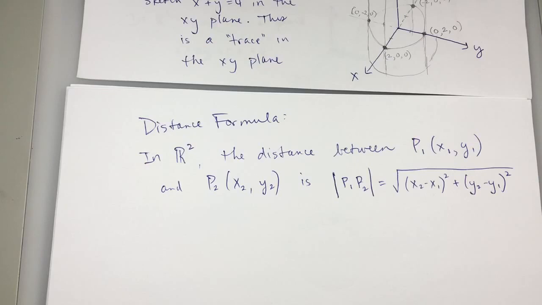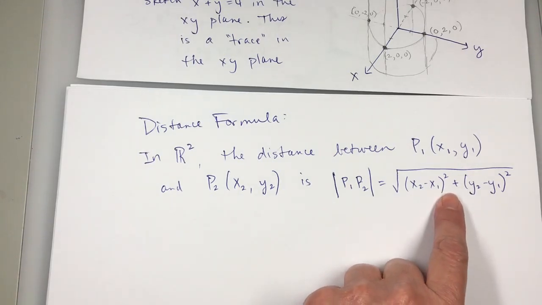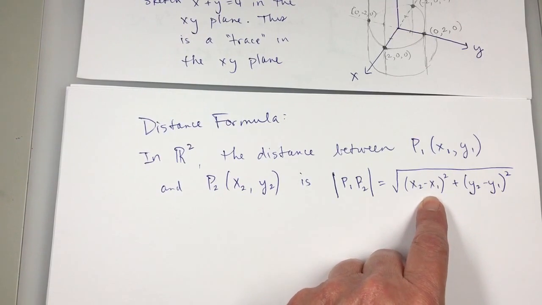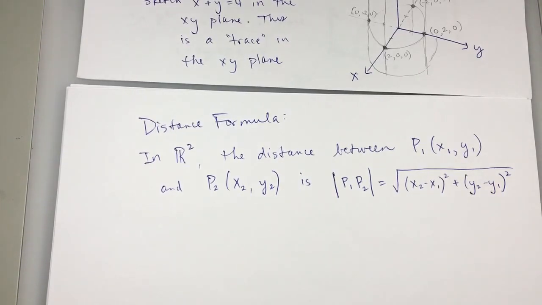Did you see though I switched the order of the cities? If I switch the order of the points, it's the same. So you don't have to worry about which one is x2 and x1. By the way, this is really just the Pythagorean theorem. It's a Pythagorean theorem solved for the hypotenuse. That's what it is in two space.